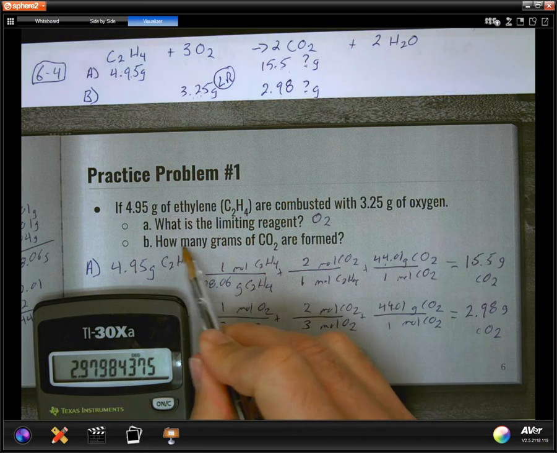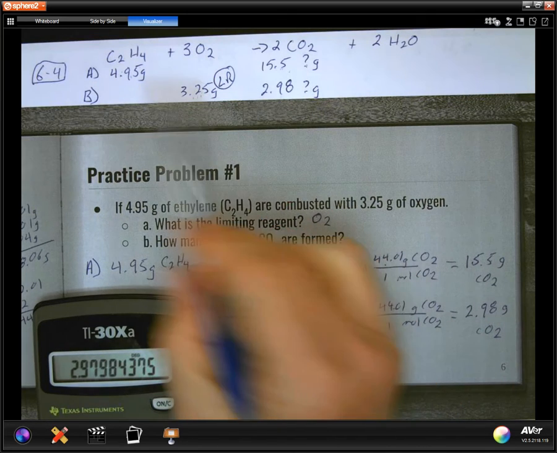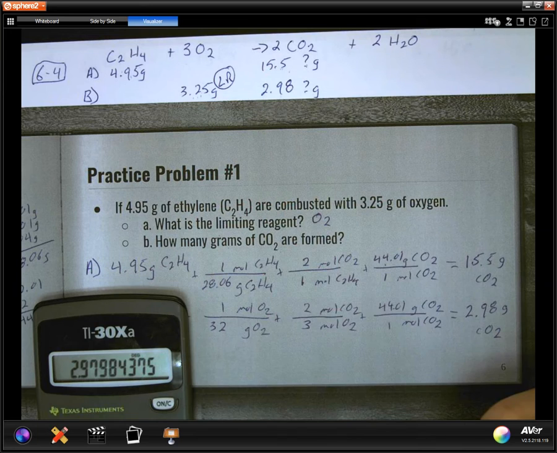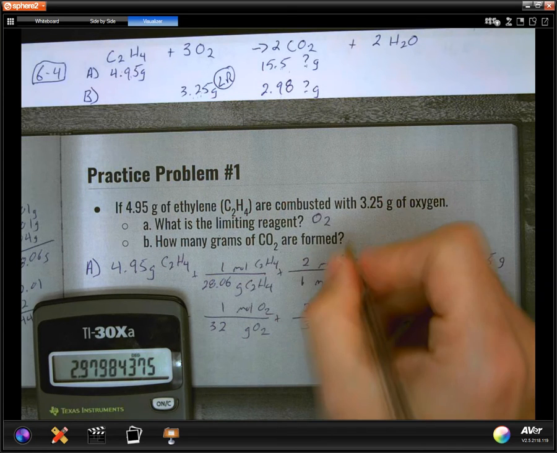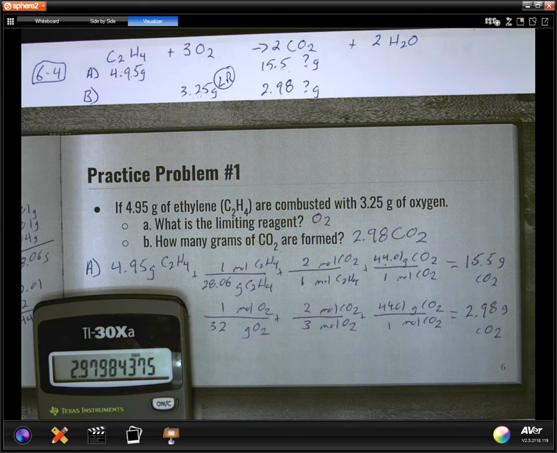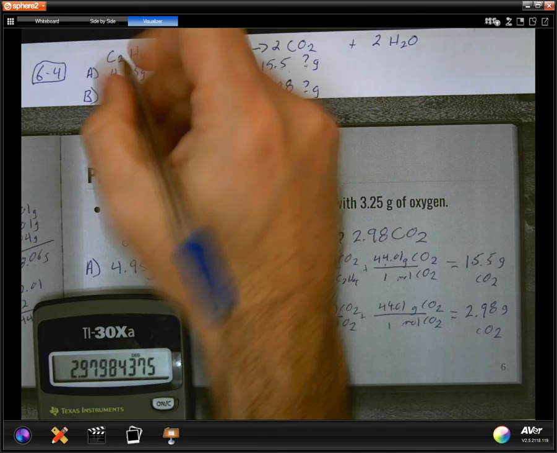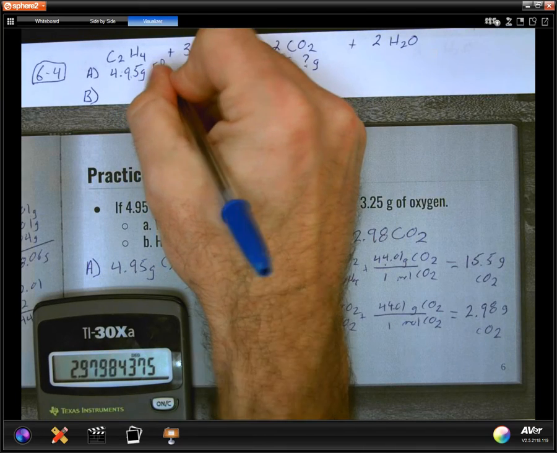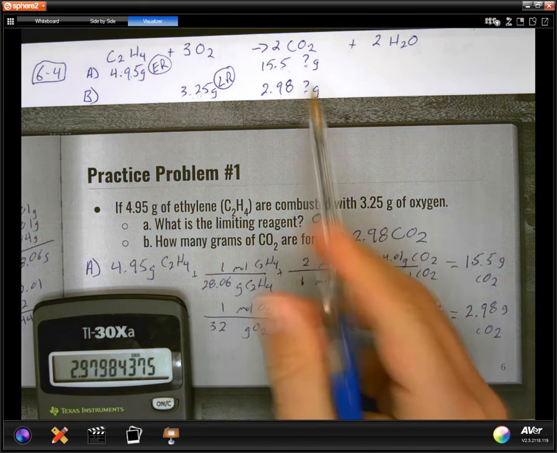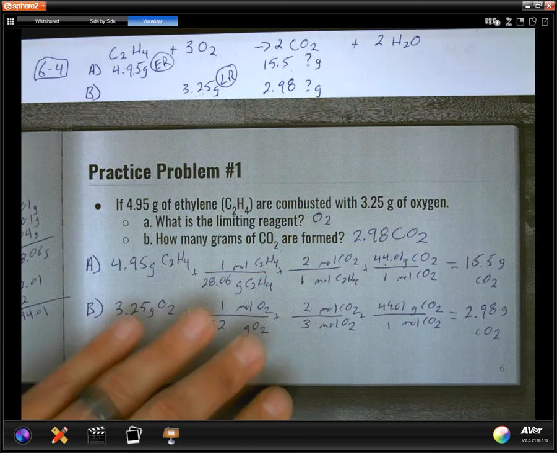And then go down here, how many grams of CO2 are formed? I can't make that much. I don't have enough oxygen present to make that much carbon dioxide. So my answer is right here. We would actually make 2.98 grams of carbon dioxide. Hopefully you can see that the concept of a limiting reactant versus the excess reactant is not complicated. It's just doing the stoichiometry and keeping the big picture in mind. All right, let's try another problem now.